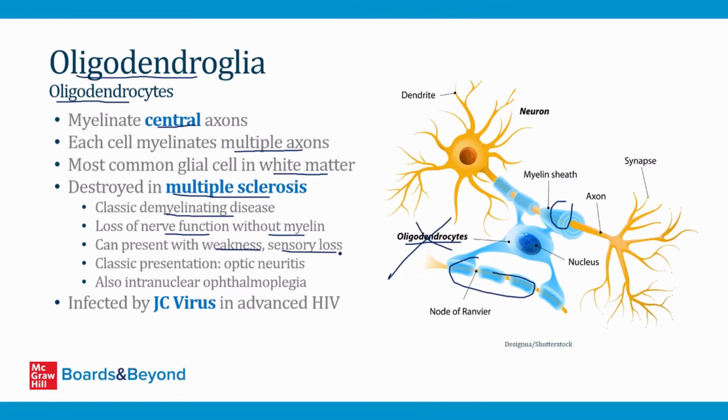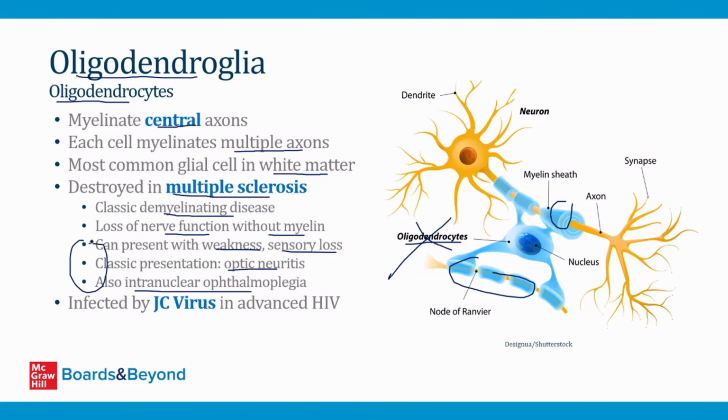There's a classic presentation I talk about in the ophthalmology section, which is optic neuritis, where patients present with painful visual loss. This is from loss of myelin in optic neurons. Patients can also present with problems moving their eyes laterally. This is called an internuclear ophthalmoplegia. And I talk about all these things in other videos.